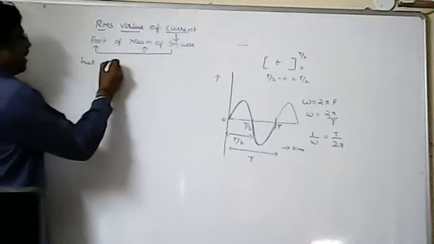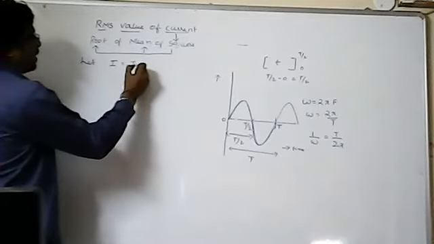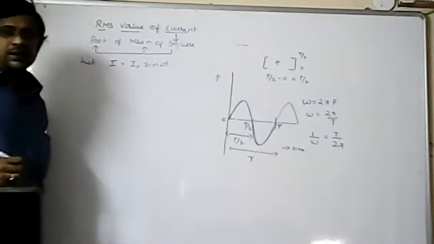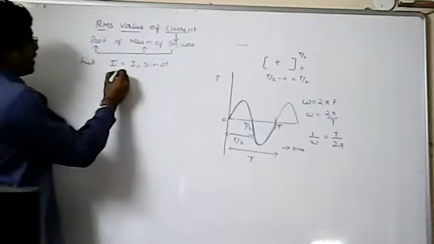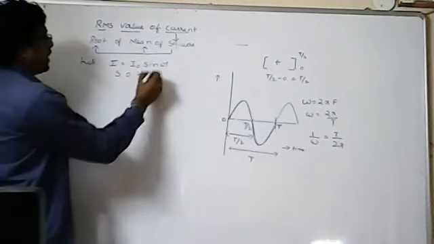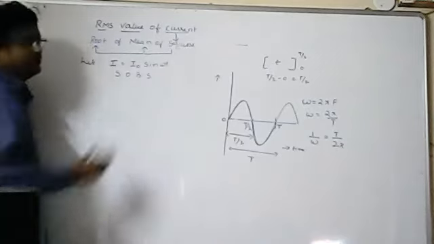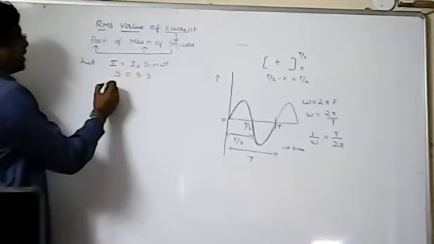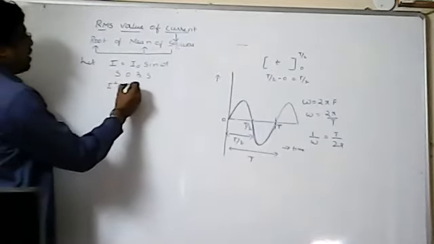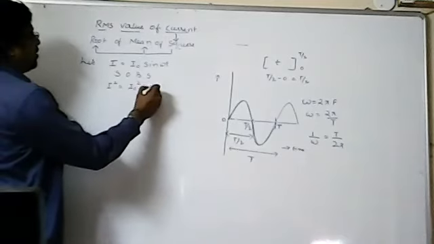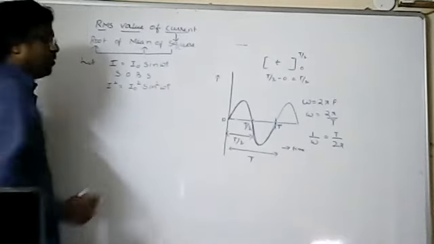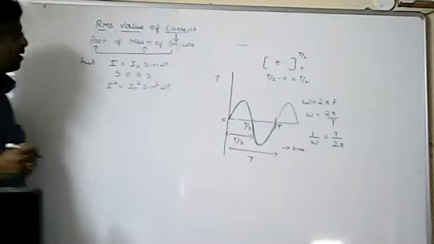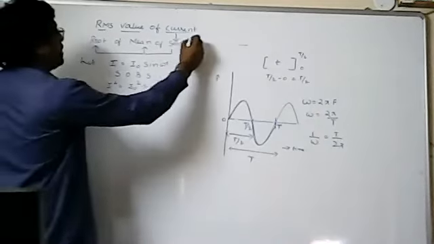So let I be equal to I naught sine omega t. Now squaring on both sides. Why am I squaring on both sides? Because root mean square means first I have to square it. So that is why I am squaring the current value. So I square is equal to I naught square sine square omega t. So my squaring has been completed.